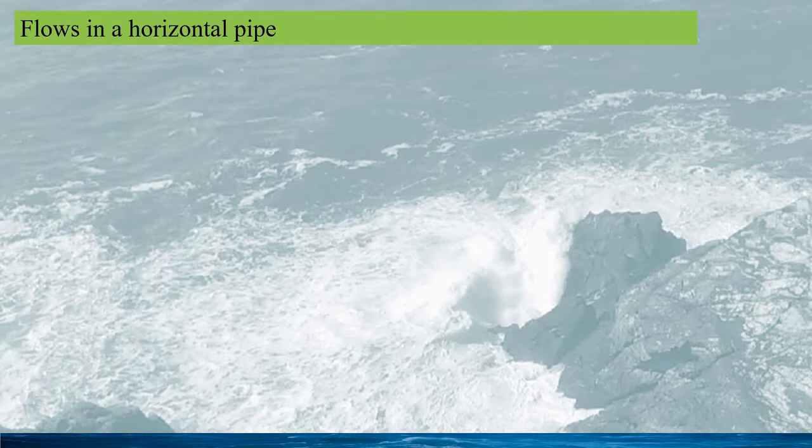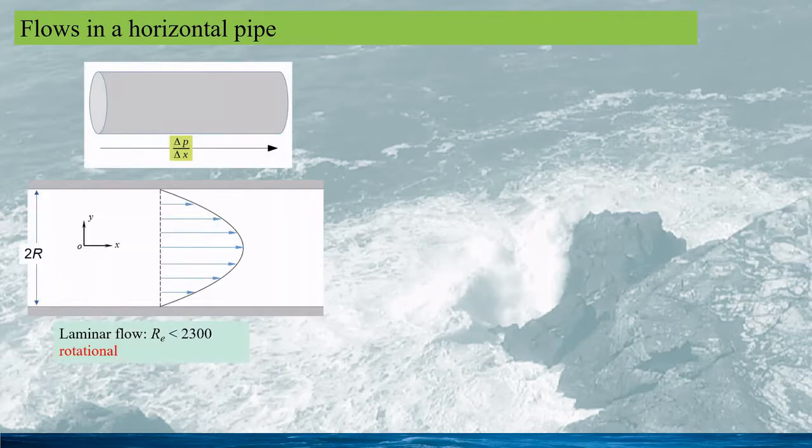Here, we look at a famous example, the flow in a horizontal pipe. When the Reynolds number is small, such as less than 2,300, the flow in the pipe is laminar, and we can obtain the analytic solution for the fluid velocity distribution as this. This flow is also called Hagen-Poiseuille flow, and it can be seen that such a flow is rotational.